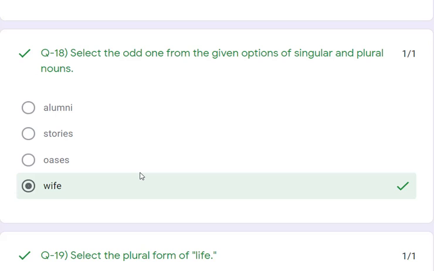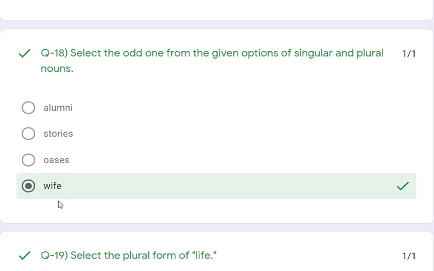Then singular and plural noun, right? Options are given. So which is the singular odd one? Alumni, stories and oasis are plural nouns. So see, wife is the singular. That is the only singular, right? Okay.